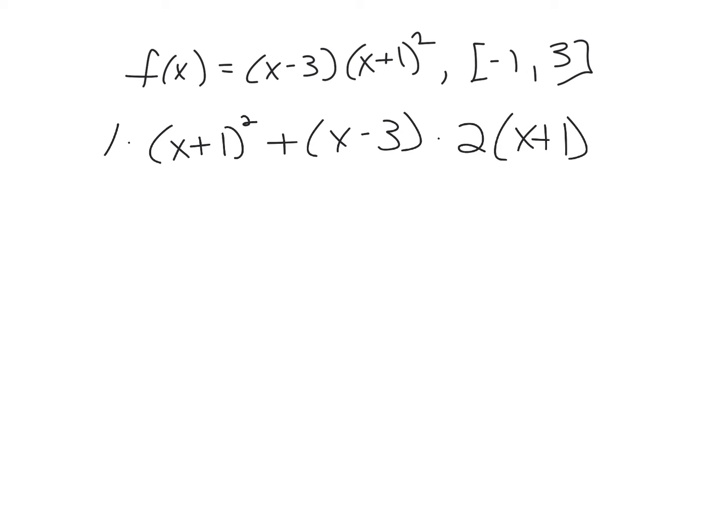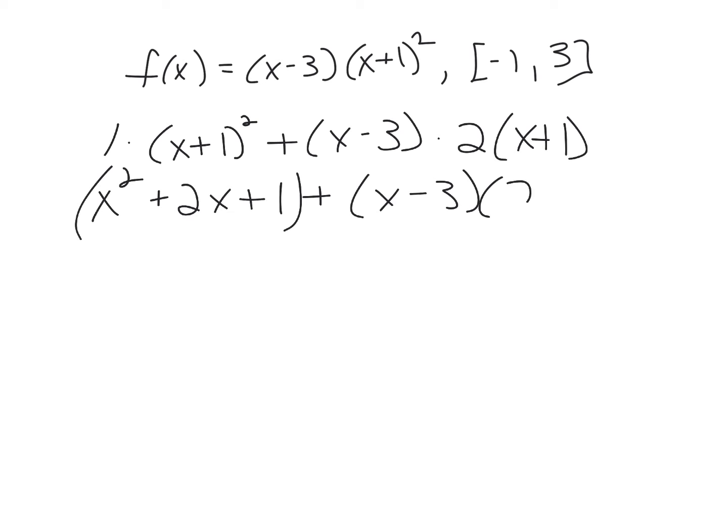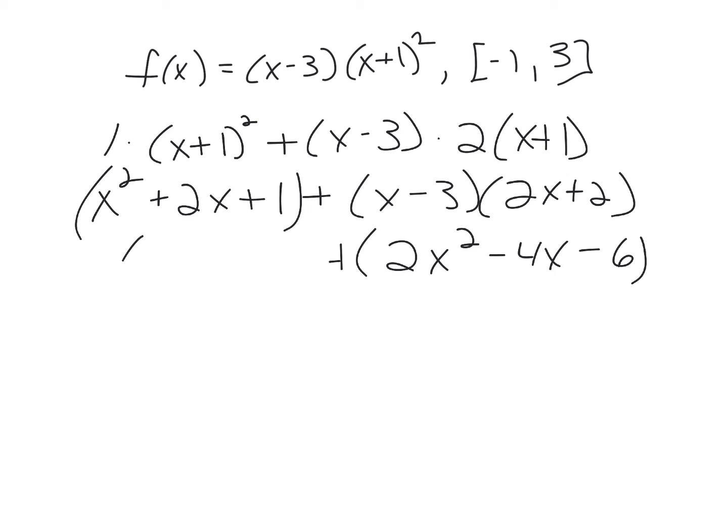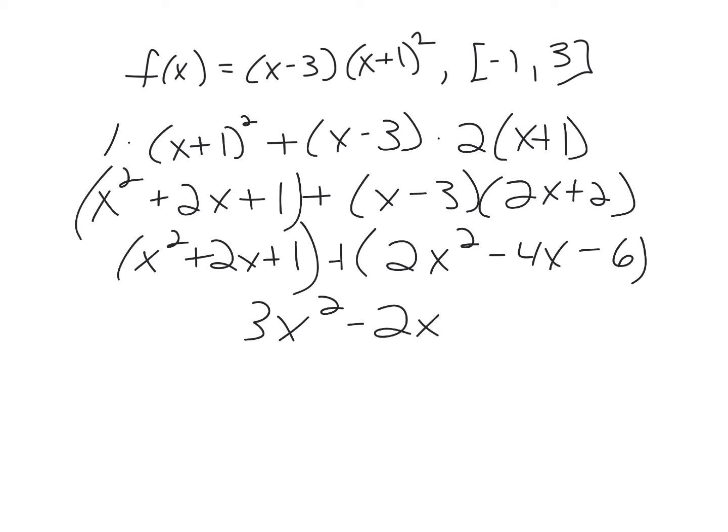Cool. So I'm going to FOIL this: x squared plus 2x plus 1, plus (x minus 3) times (2x plus 2). We have to FOIL that right side, giving us 2x squared minus 4x minus 6. Add them up, and we get 3x squared minus 2x minus 5.